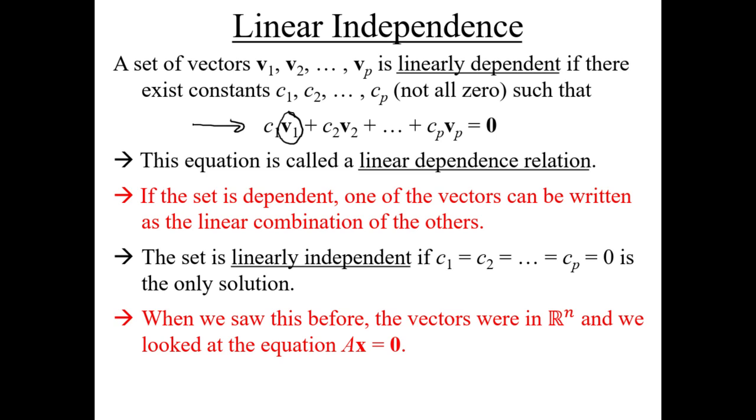And as we saw before, when we talked about linear independence, the vectors were in Rn, right? That's what we worked with before. And we looked at the equation Ax equals 0. We were basically solving the equation Ax equals 0 and asking the question, do we get anything other than the trivial solution? If we get only the trivial solution, then they are linearly independent. For abstract spaces, of course, we can't rely on that. There is no matrix multiplication.